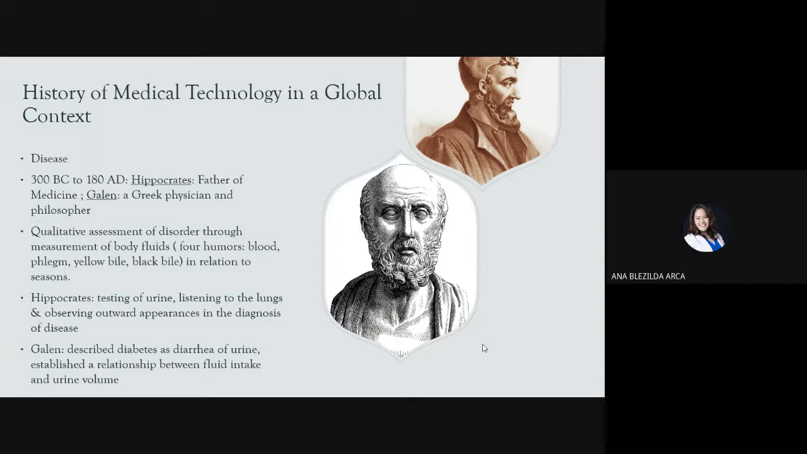On the other hand, Galen, he was the one who first described diabetes as diarrhea of urine. Why? Because if you have diabetes, you will frequently drink water and urinate frequently. So Galen was able to observe and establish a relationship between fluid intake and urine volume if you have diabetes. That's why he called it diarrhea of urine.